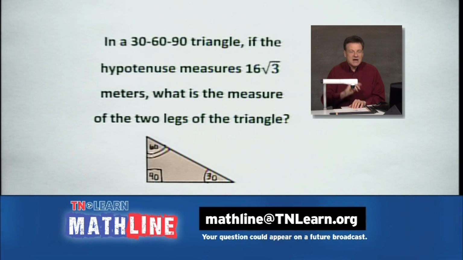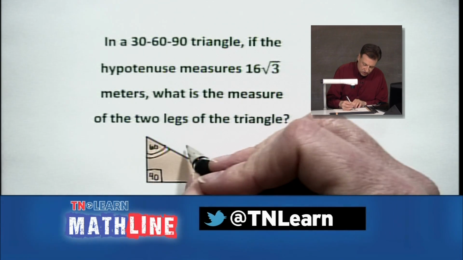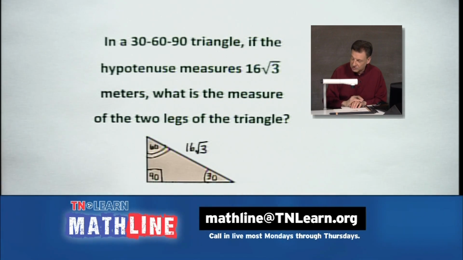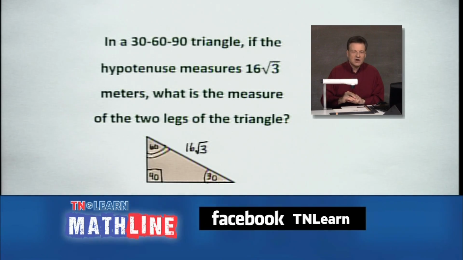Where are we starting this time? We're starting with a hypotenuse. 30, 60, 90. We've got a hypotenuse measuring 16 square roots of 3. And by the way, these are meters, so everything's going to be in meters, just like the other one was in inches. In case some of you are really into making sure those units of measure jive, it's a good thing. They're all staying the same. We're not working with areas here. We're keeping the same length throughout.